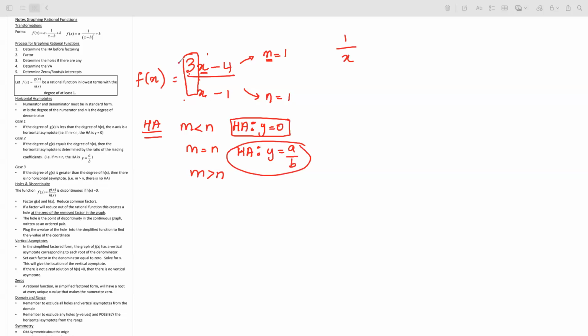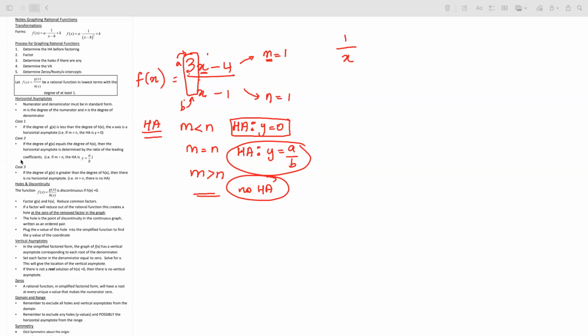What is a and b? A is the coefficient of x in the numerator. B is the coefficient of x in the denominator. Sitara, are you following? Now, when the degree of the numerator is greater than the denominator, there is no horizontal asymptote. This is quite important, guys. How to find the horizontal asymptote when numerator and denominator have different powers. Powers meaning degrees. Okay. This is how you find the horizontal asymptote.